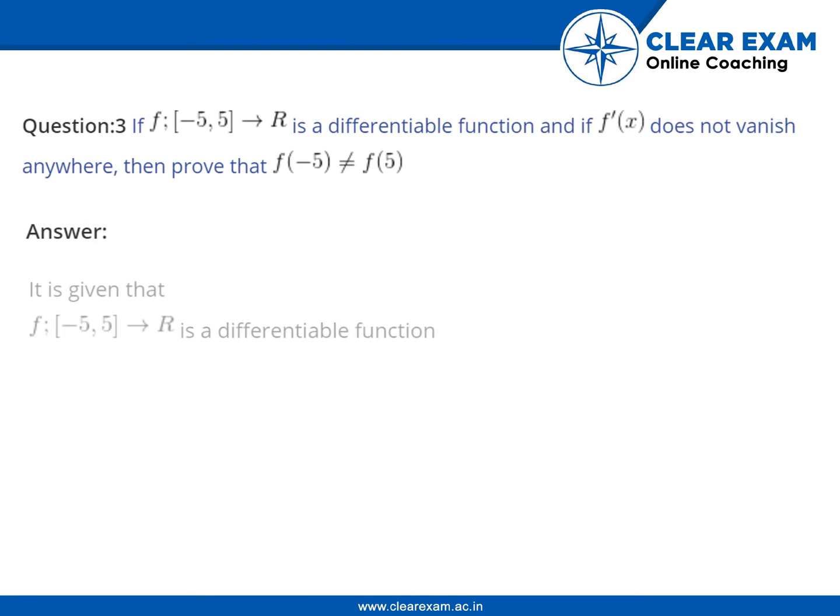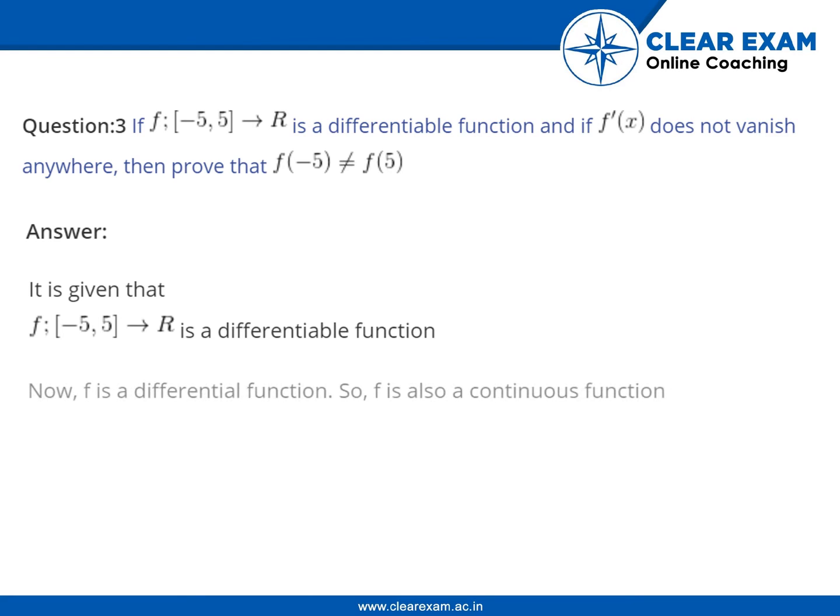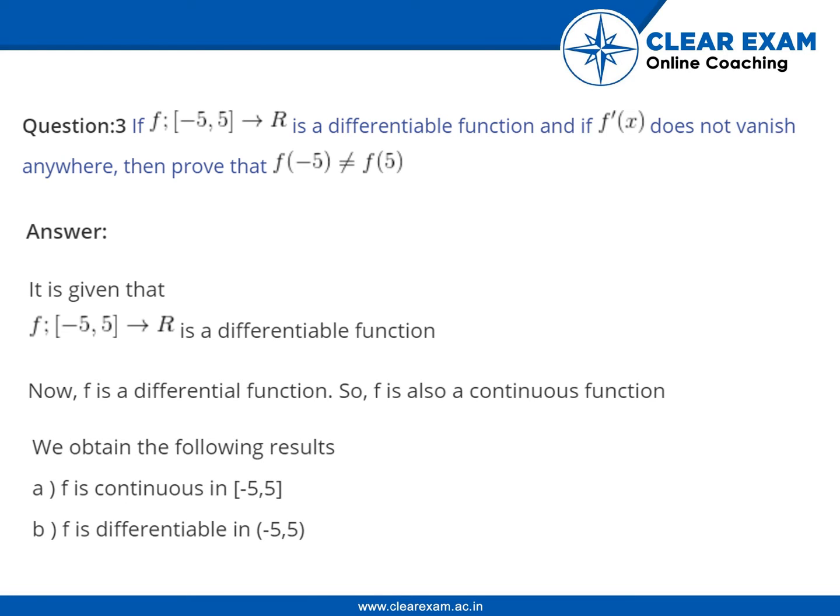The answer is, it is given that f on minus 5 to 5 is a differentiable function. Now f is a differentiable function, so f is also a continuous function. We obtain the following results. f is continuous in the closed interval minus 5 to 5 and f is differentiable in the open interval minus 5 to 5.